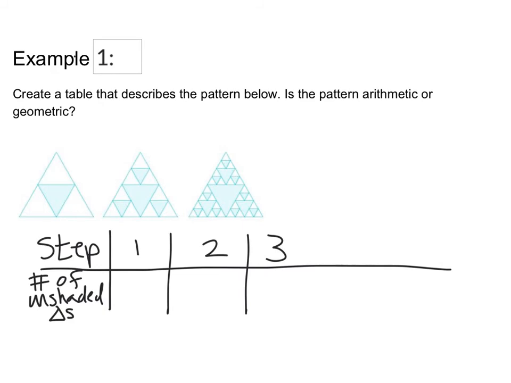There we go. So, in the first step, how many unshaded triangles do we have? 1, 2, 3. And the second step? 9. And what about the third step? 27.